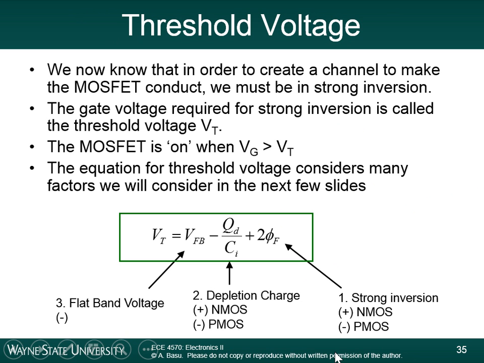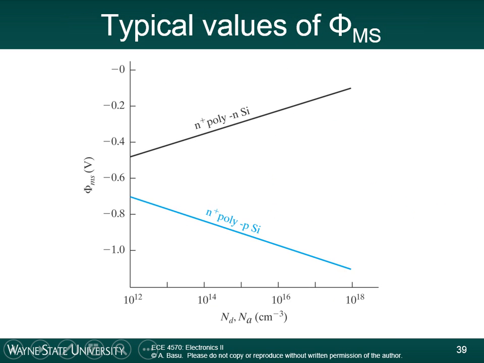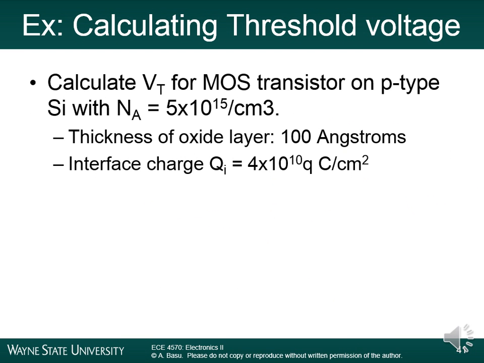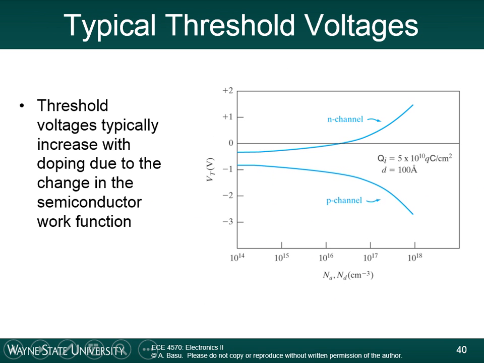What would it do to the depletion charge? What would it do to phi f? What would it do to the flat band voltage? These are the types of questions I've asked in previous exams. All right, so it increases for an n-channel device, and it becomes more negative for a PMOS device. And when we're talking about the threshold voltage for a PMOS device, the magnitude of the threshold voltage increases with substrate doping. It becomes more negative.